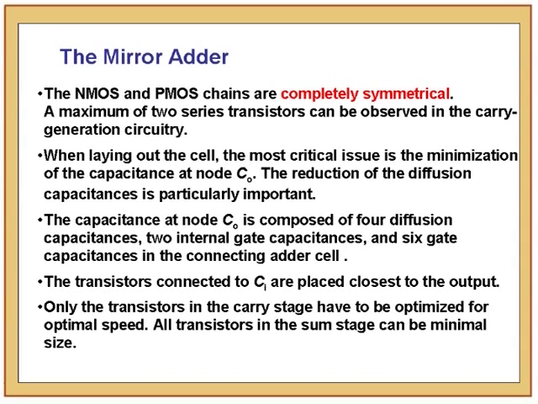Only the transistors in the carry stage have to be optimized for optimal speed. All transistors in the sum stage can be minimal size, because once the carry has come, until the next carry comes you have enough time. So in some sense the limit is not coming from the sum part, so they can be at the lowest transistor size. Carry takes time, so you use some better technique so that carry is better.